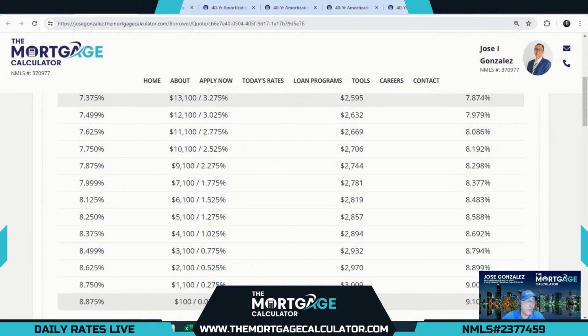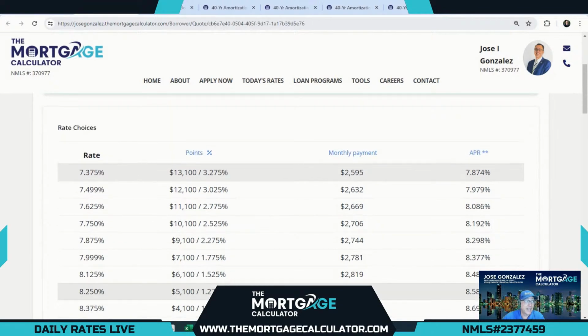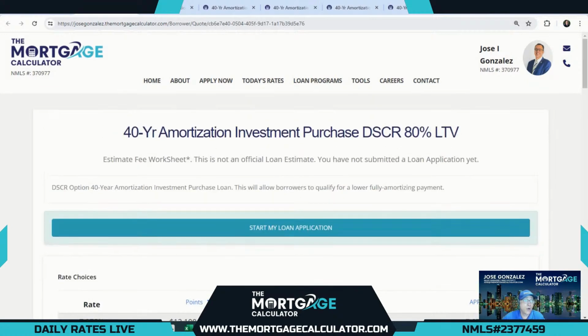And look at these apples, right? 8.875, almost at par. Pretty amazing. And you can buy that down all the way to 7.375 for our 80% LTV 40-year amortization loan.